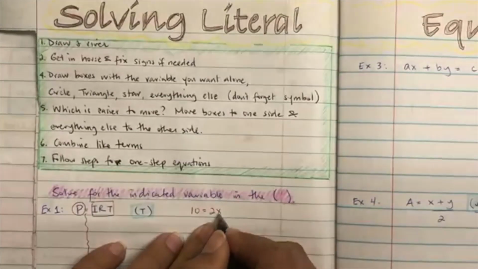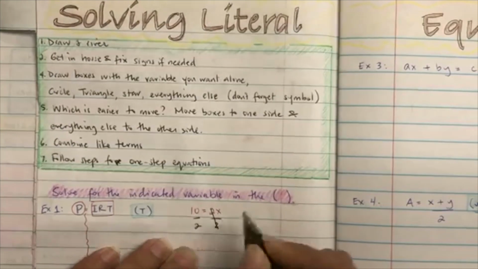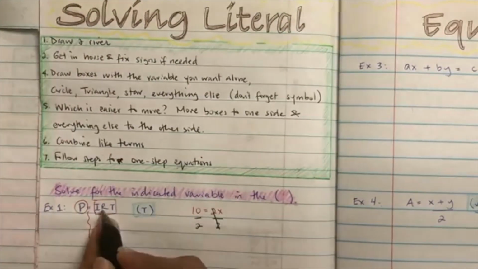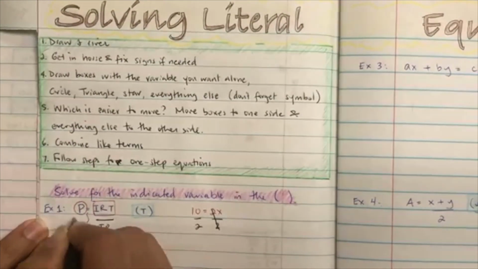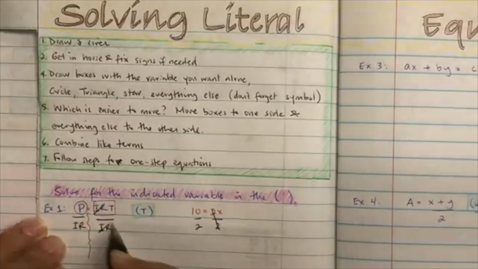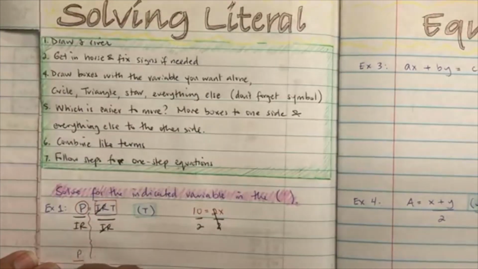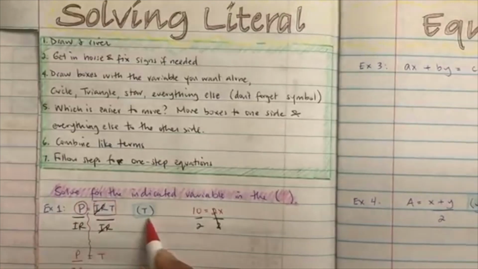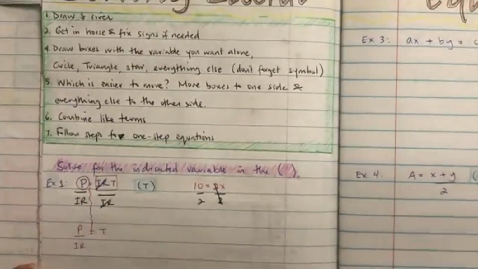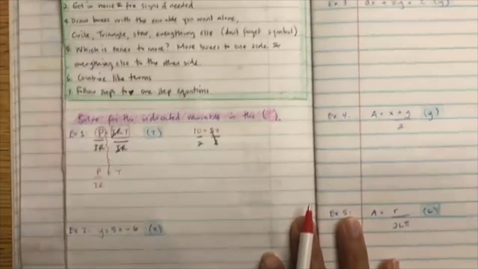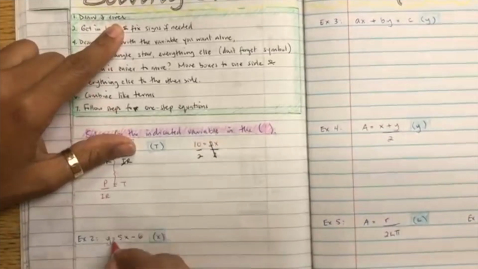So let me give you an example. If I had 10 equals 2x, I'll divide both sides by 2 to get x by itself. But I want t by itself. What's in front of it? IR. So I need to divide everything by IR, and then that's going to cancel, giving me t by itself. So t is equal to p over IR. So literal equations are the same thing as numbers. They're just with letters. So please don't let it confuse you.